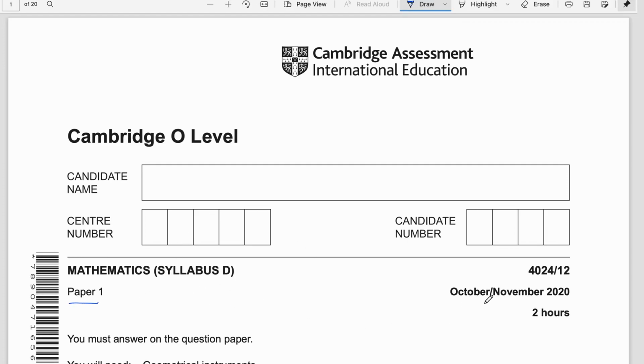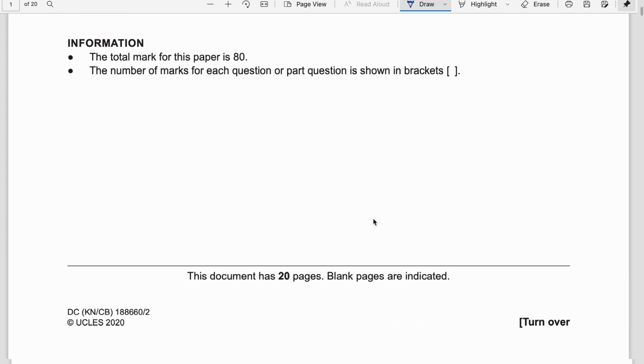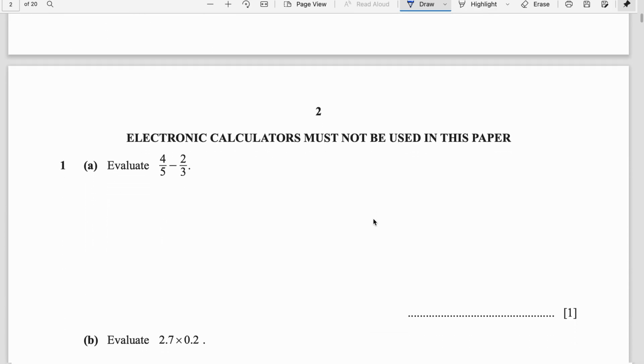Mathematics Paper 1, session October/November 2020 winter session, paper variant 2. No calculators to be used. Time allowed is 2 hours.